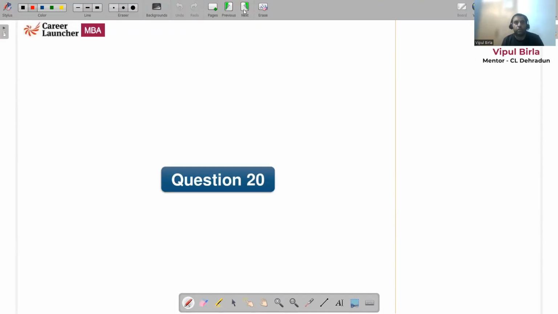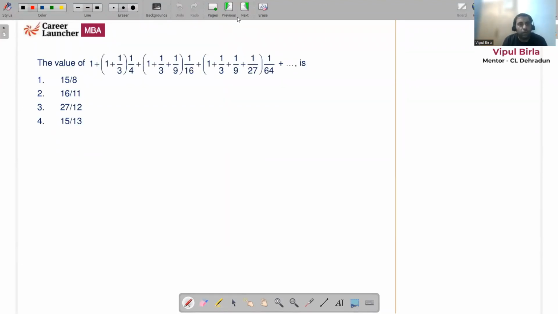Let's look at question number 20. The value of 1 plus (1 plus 1 by 3) into 1 by 4 plus and so on is the sum of an infinite series. Okay. So it's 1 plus all this. So what we'll do is calculate this sum separately, and we'll add 1 to this in order to get the answer, right?